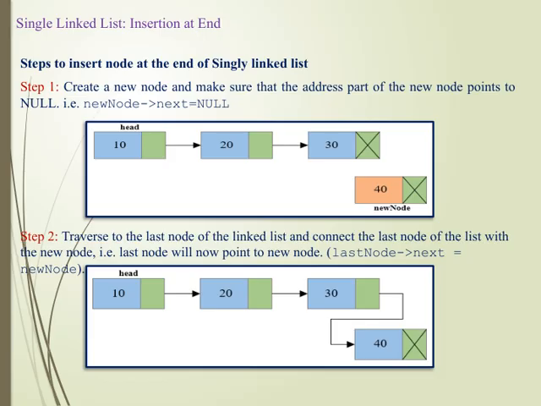This process effectively adds the new node at the end of the list, maintaining the linked structure. It's a straightforward but crucial operation for managing dynamic data structures like the singly linked list. Remember, the key points are creating the new node with null at the end, and then linking the previous last node to this new node.